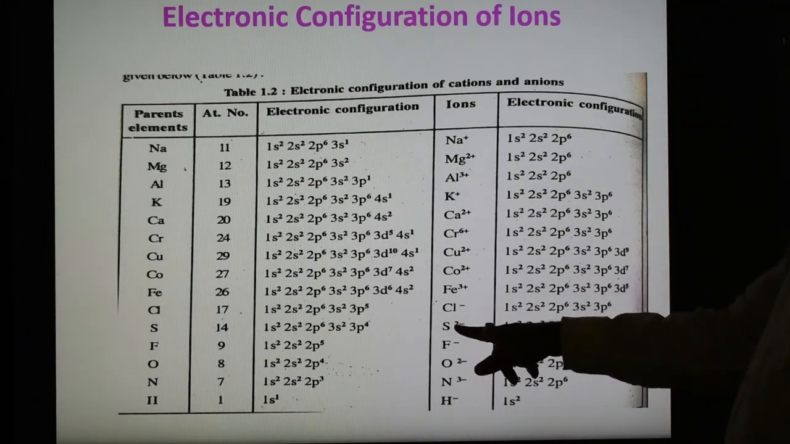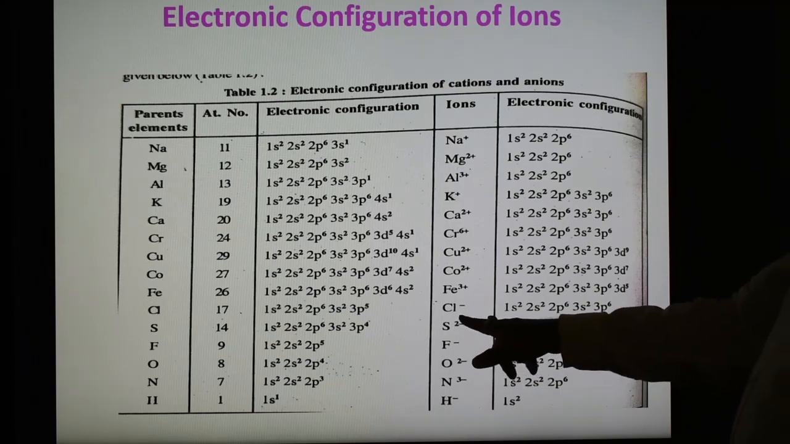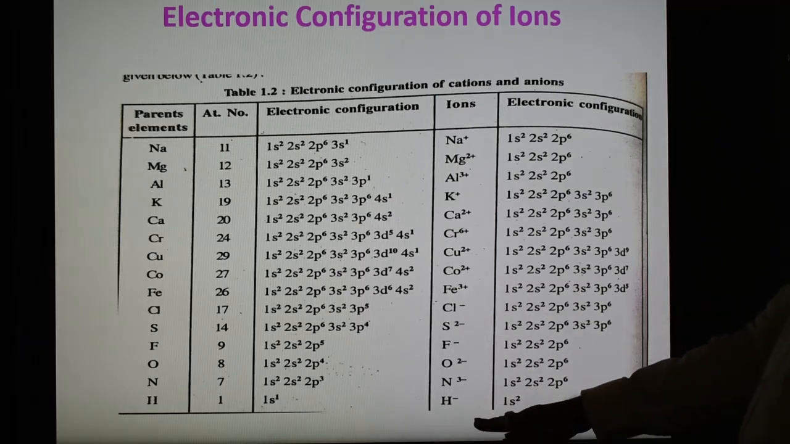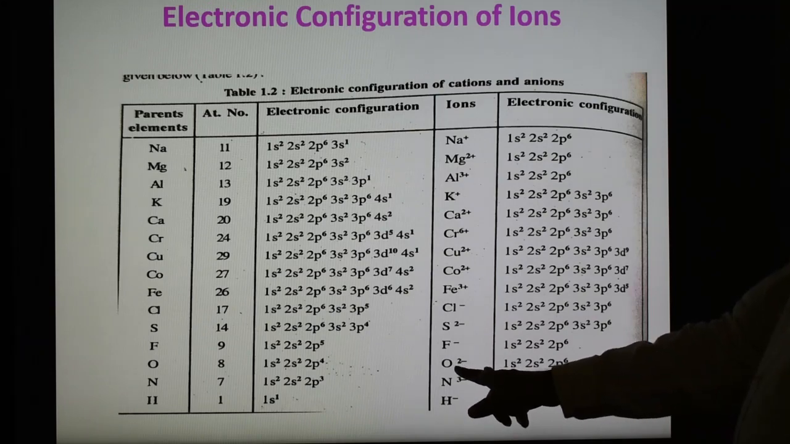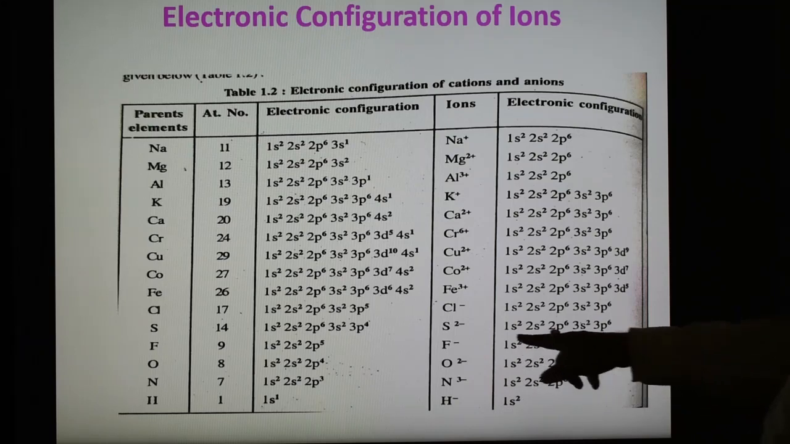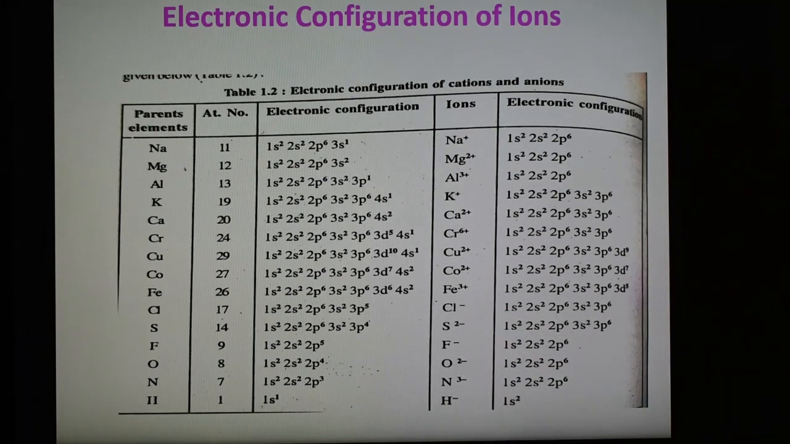Similarly, the atomic number of sulfur is 16, and here again we have to add 2 electrons. In the same way we can write for oxygen, atomic number is 8, and the 2 minus means add 2 electrons. So the configuration is 1s2, 2s2, 2p6. Total number of electrons present in O2 minus is 10. So in this way we can also write the electron configuration of a cation or anion.